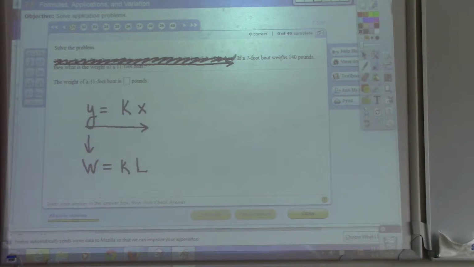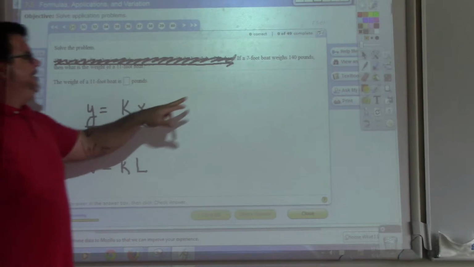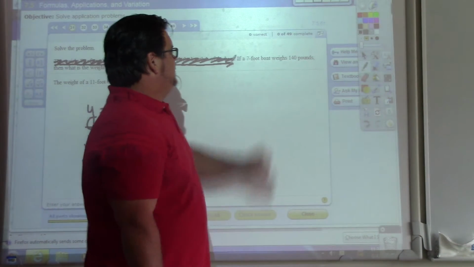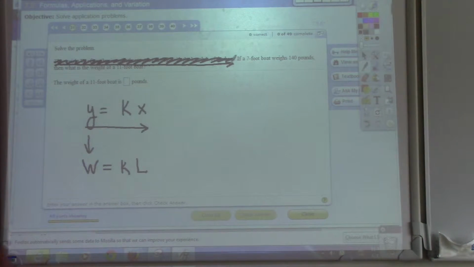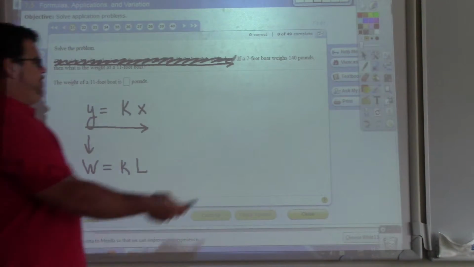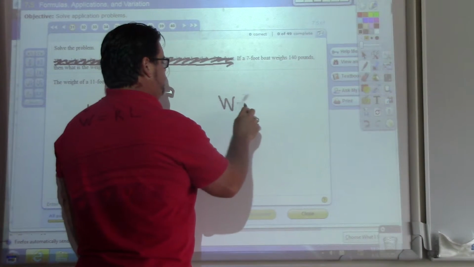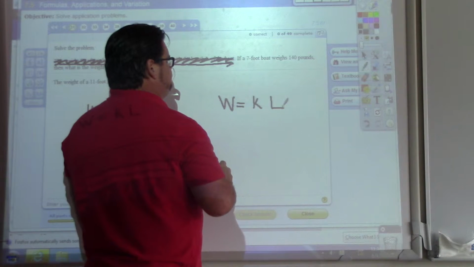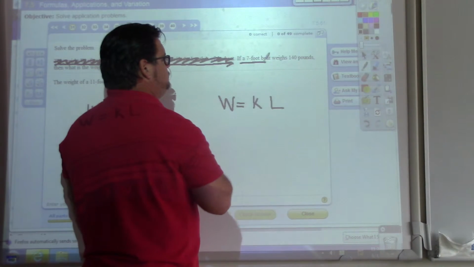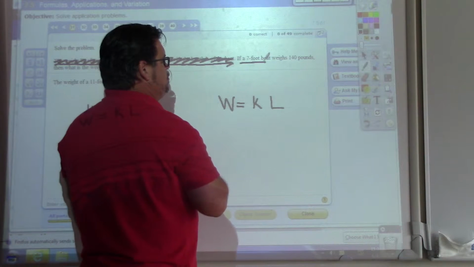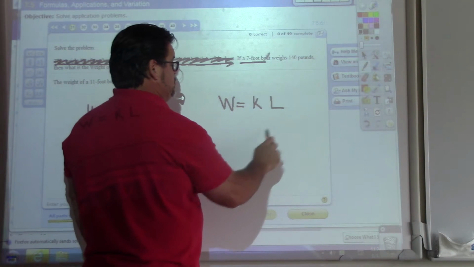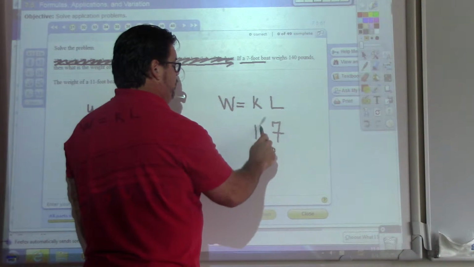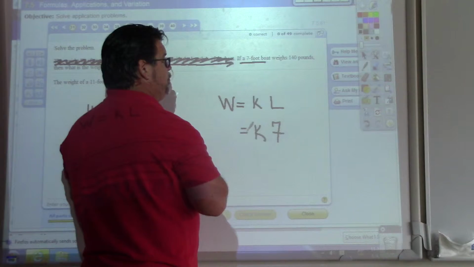Okay. All right, now, what does this say? Let's have a look. Weighs 140 pounds. Yeah. All right, so here's our formula. W is equal to K times L. What's that? That's the length. So where does it go? And the L. 140.